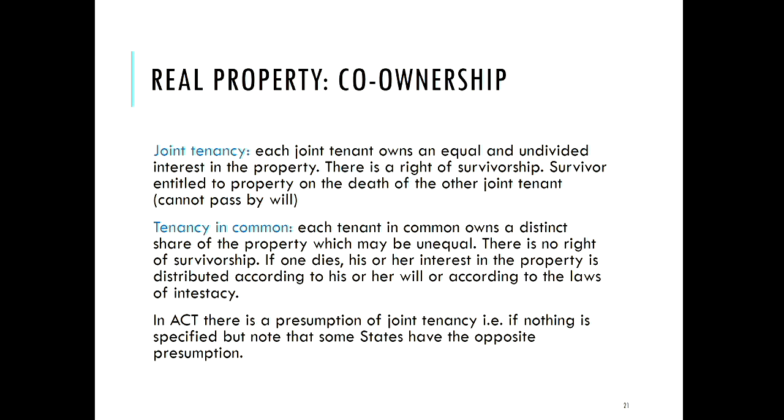So if you have a joint tenancy, each joint tenant has an equal and undivided interest in the property, and there's a right of survivorship. So if you have two joint tenants, you would both have the same amount of interest in the property and it can't be divided. And if one of you dies, the other person takes on the full interest. Okay, if three of you had an interest in the property and one of you dies, then the remaining two people have the interest. Okay, so it accrues to the other joint tenants.